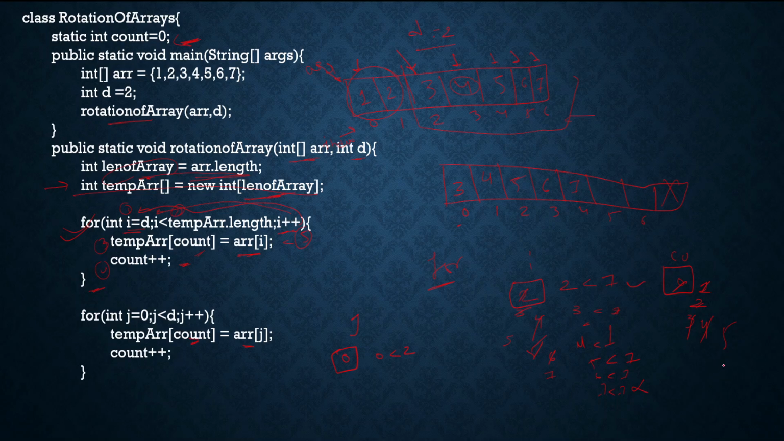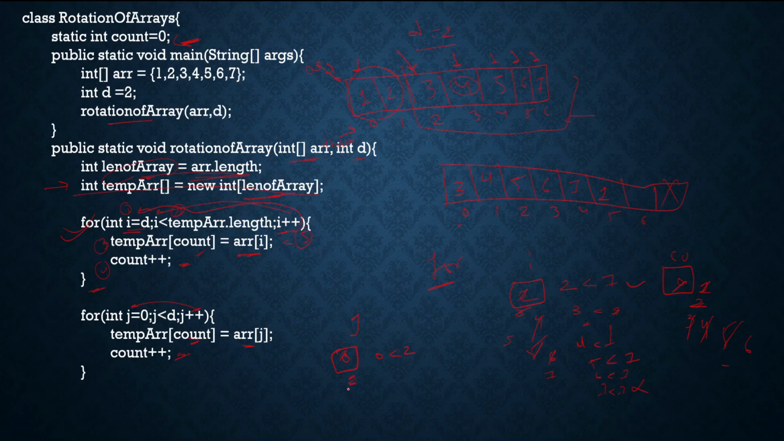What is our count? Count is 5. So we have to copy the value 1 over at the place of 5, and then we have to increase the count to 6, and then again it will come into the picture and it will increase this. Again we will go over here.